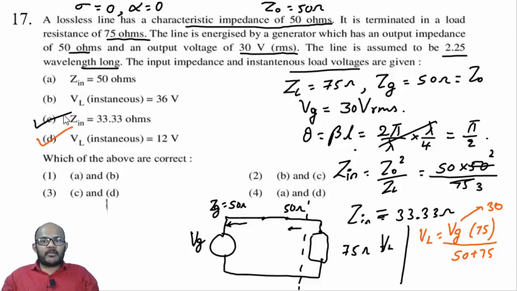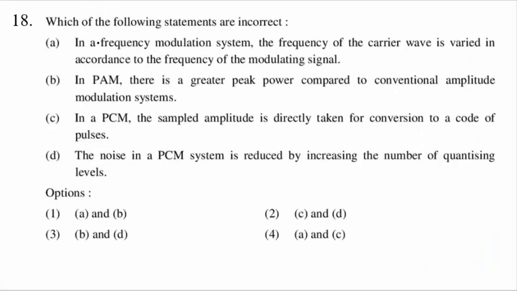The corresponding statements that are true are C and D. So option 3 is going to follow. 18th question, which of the following statements are incorrect? The first statement they have given is, in a frequency modulated system, the frequency of the carrier wave is varied in accordance with the frequency of the modulating signal. So this statement is correct, but they are asking for the incorrect statement.